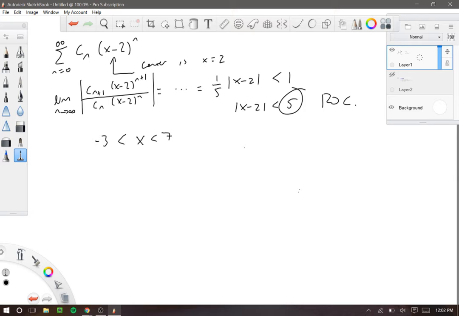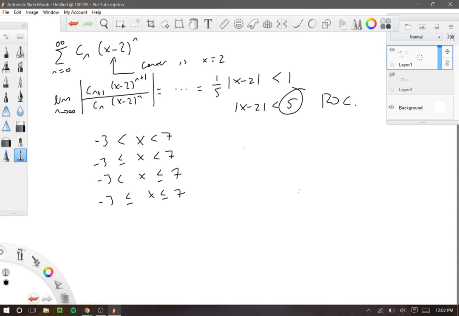However, we might also converge at negative 3 or at 7. So our interval of convergence could be like this, or it could be like this, or it could be like this. I just don't know. I would need to use some other test on my power series.